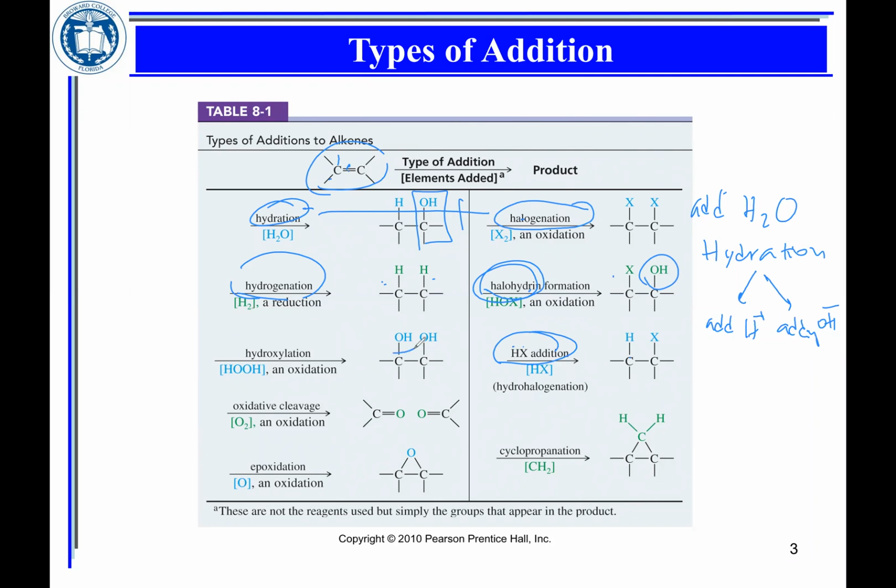Hydroxylation means you're adding a hydroxy group. So you add one hydroxy to each carbon. You're breaking a pi bond again, and you're making two sigma bonds with the OH groups.